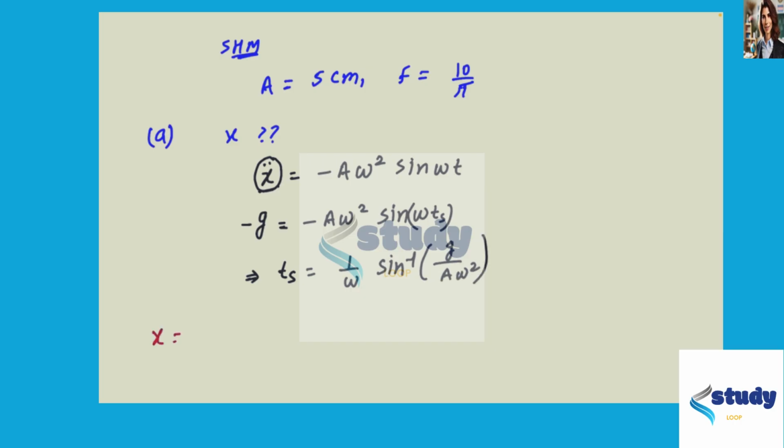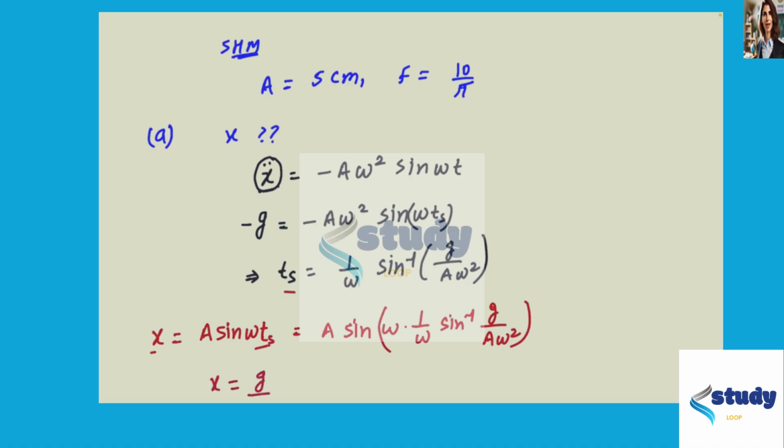So we can calculate the position. x will be equal to minus A sine omega t. So this is the position x. Substituting this time, which will be ts, we get A sine omega times ts, where ts is equal to 1 by omega arc sine of g by A omega square. So this value reduces to x equals g by omega square. So g is 9.8 meter per second square divided by omega square. From here this can be calculated.